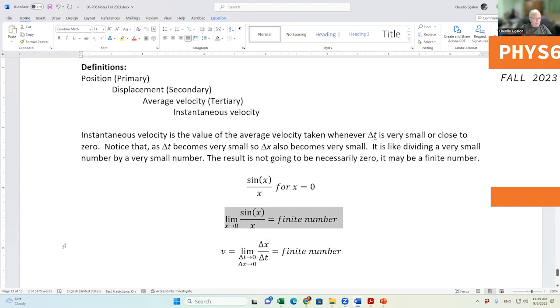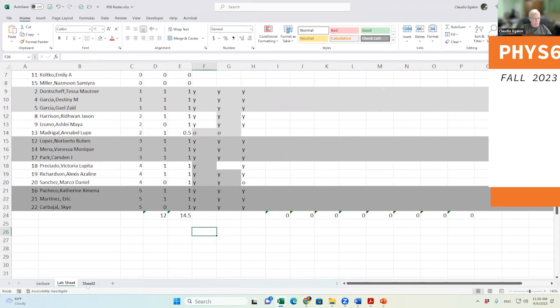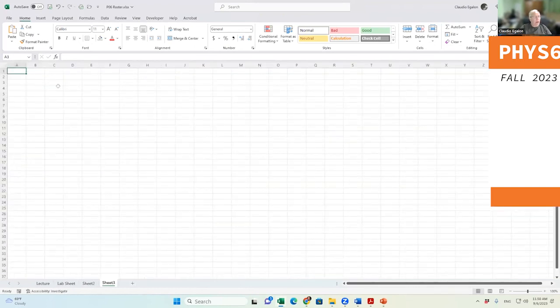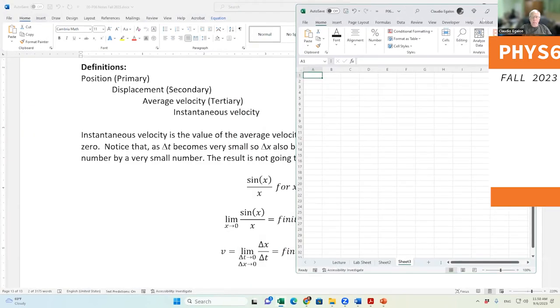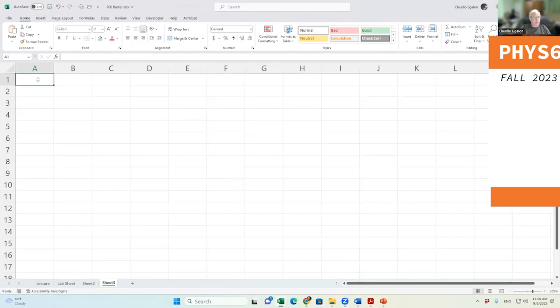Have you ever tried to do that in Excel? What's going to happen? Here you go. I have Excel here. I'm going to open another sheet. At this point, maybe you already know what that ratio of sine of x divided by x is going to be. I'm going to put my x here, and I'm going to write down sine of x.